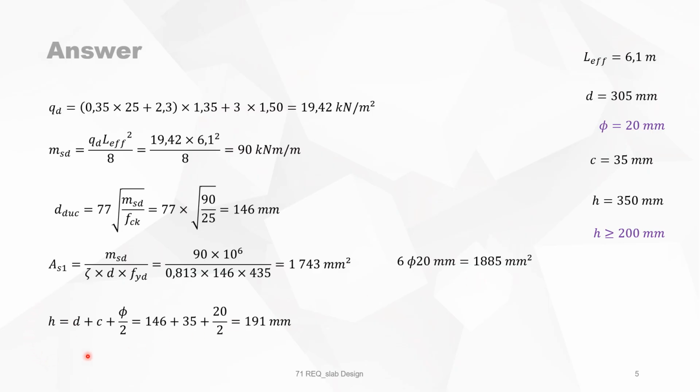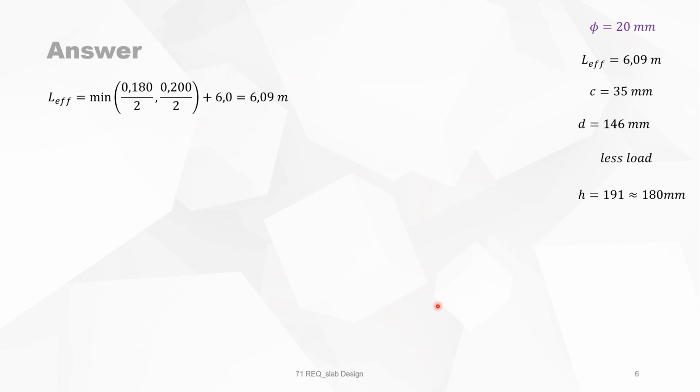The total depth is then the D, the D ductile, which is 146, plus the concrete cover, 35, plus the largest diameter. The point of gravity of the largest diameter gives you 191 millimeters. But this 191 is different from the value that we started with. So you see that we need less depth of concrete. So this will lower the load on the concrete because this is small compared with the permanent loads. So this can have a rather big influence.